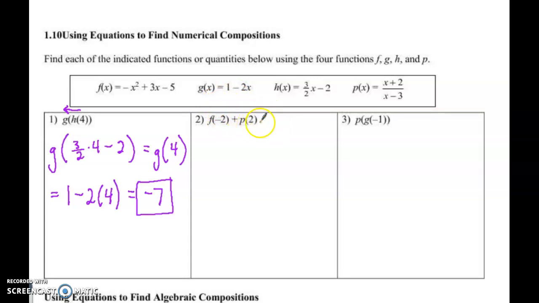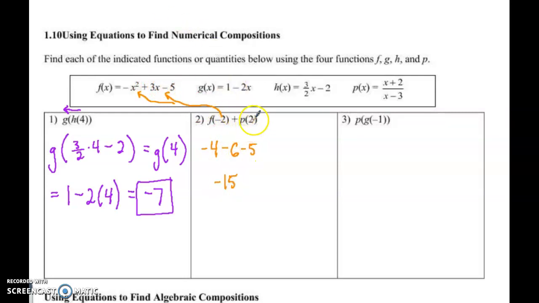Now this one is not a composition, because it's just an addition problem. So you do f of negative 2. Notice that there are 2 places to put your x's. Don't forget that when you square a negative, it becomes positive 4, but then you have the negative in front. So let me do this one in orange. It would be negative 4, and then 3 times negative 2 is negative 6. So we're looking at negative 15 for that function.